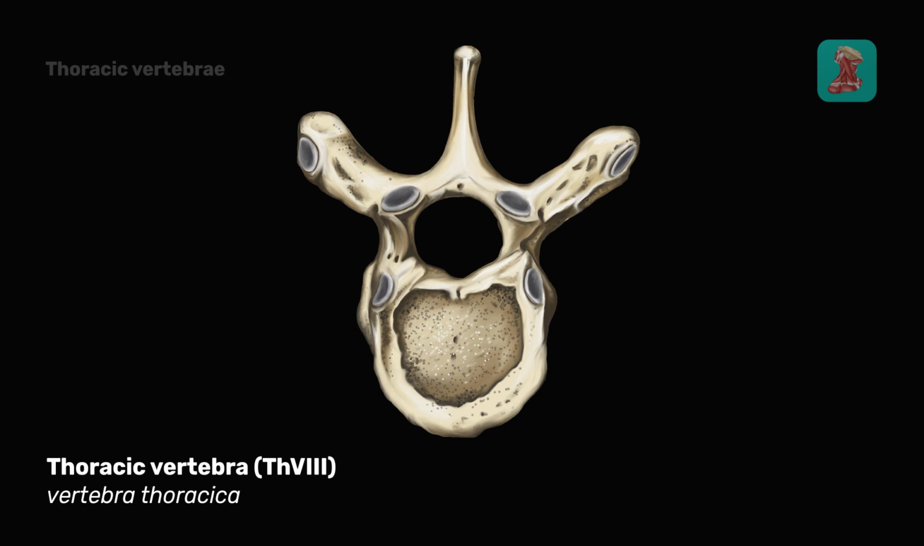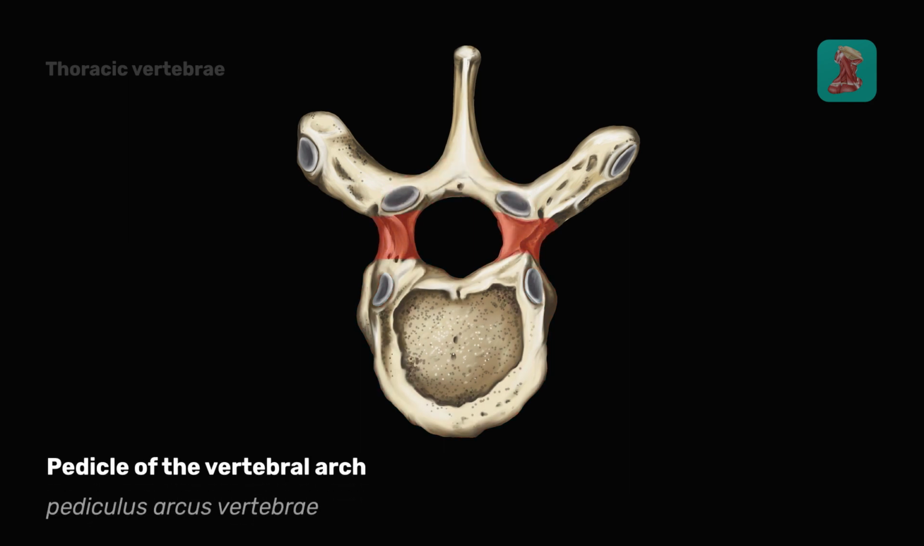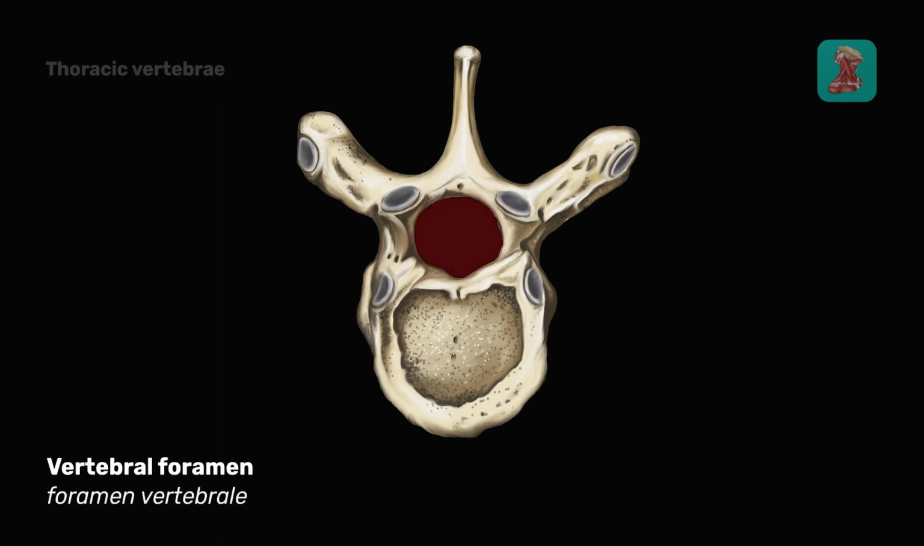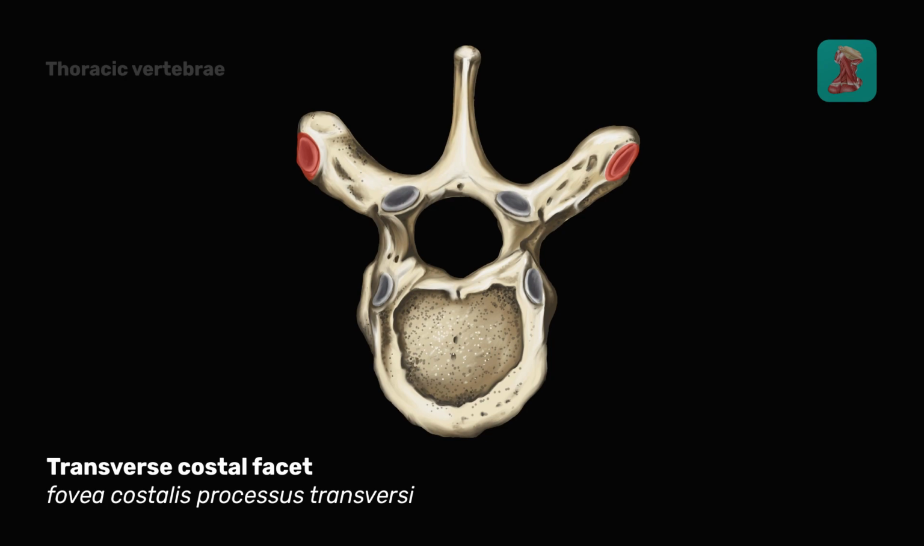The general structure of the thoracic vertebrae is similar to the typical structure of the vertebrae. They have the vertebral body and the vertebral arch, which contains the pedicle of the vertebral arch and the lamina of the vertebral arch. The vertebral arch limits the boundaries of the vertebral foramen. The spinous process extends posteriorly and the transverse processes extend laterally from the arch. There are the costal facets of the transverse processes on them.